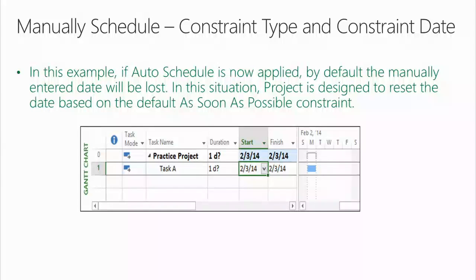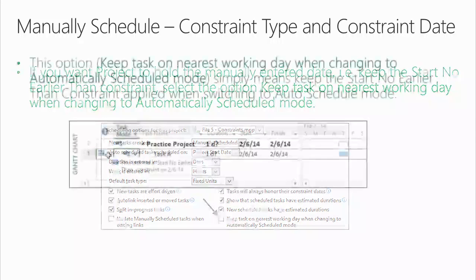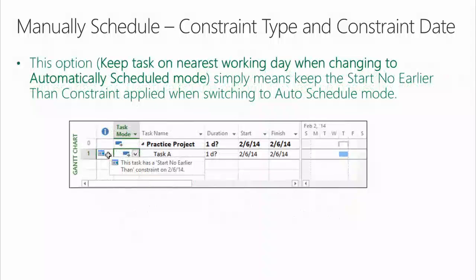Terry, in this example, if auto-schedule is now applied, by default, the manually entered date will be lost. In this situation, Project is designed to reset the date based on the default as soon as possible constraint. If you want Project to hold the manually entered date, that is, keep the start no earlier than constraint that you just couldn't see, select the option Keep Task on Nearest Working Day when changing to automatically scheduled mode. Okay? This option simply means keep the start no earlier than constraint applied when switching to auto-schedule mode.